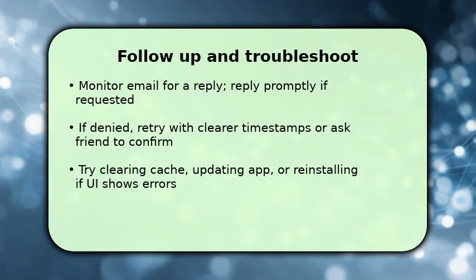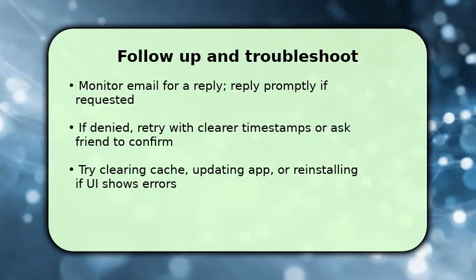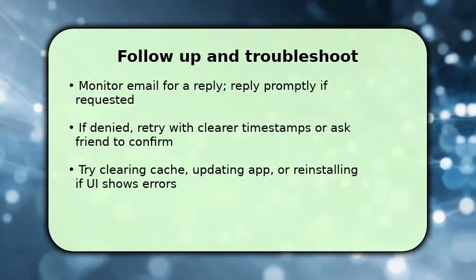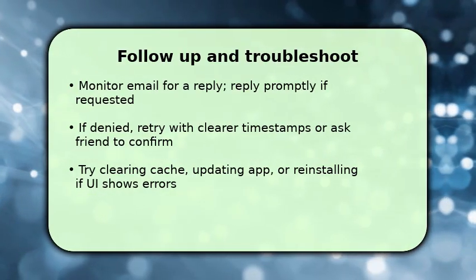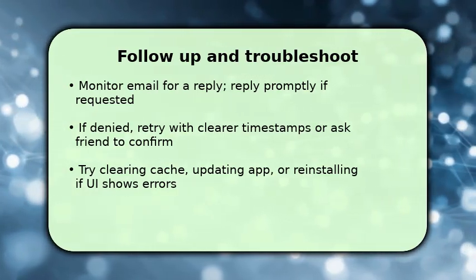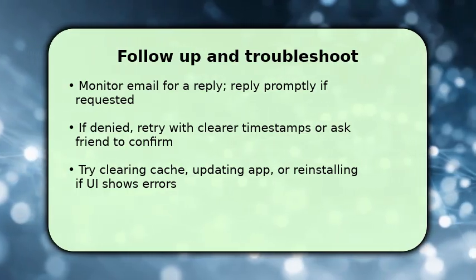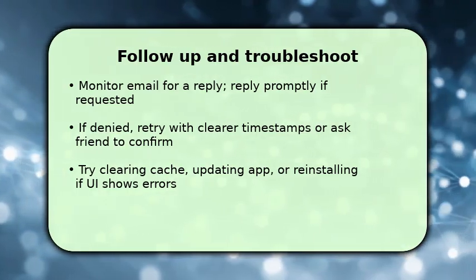If Snapchat denies the request, don't panic. Gather clearer screenshots, ask your friend to confirm their send history, and resubmit. Make sure the app is updated and try clearing cache or reinstalling if the streak icon still behaves oddly. One key troubleshooting tip: include exact timestamps in screenshots.